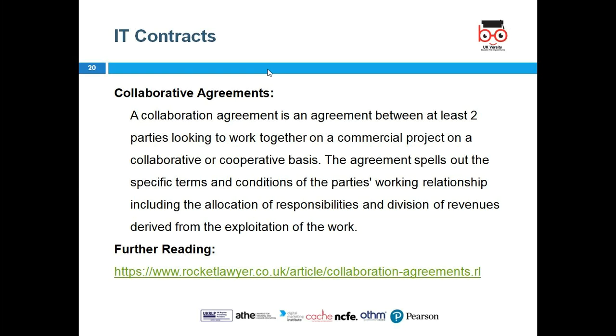Yeah, I suppose it's a bit like the DVLA and the police. They work together, don't they? Yeah, exactly. So that's at the governmental level, but there could be lots of examples at the private level as well.